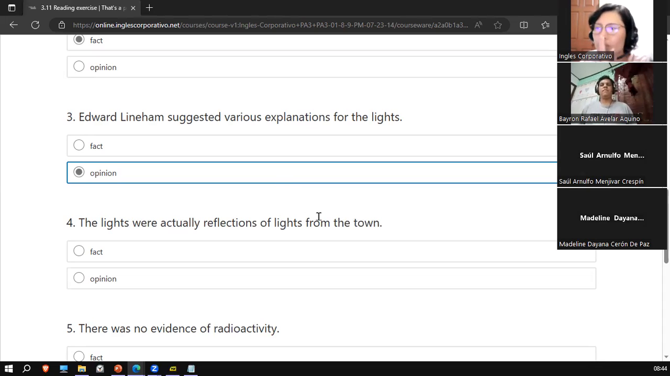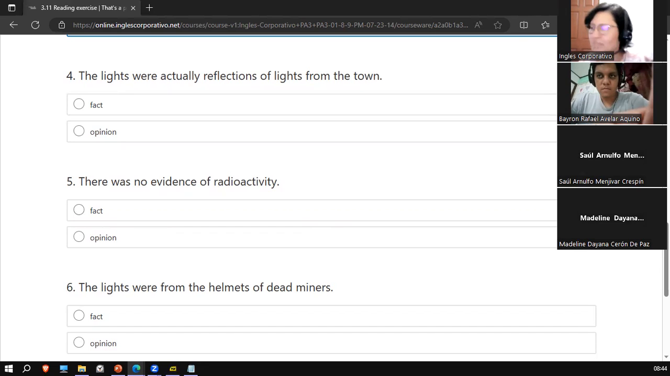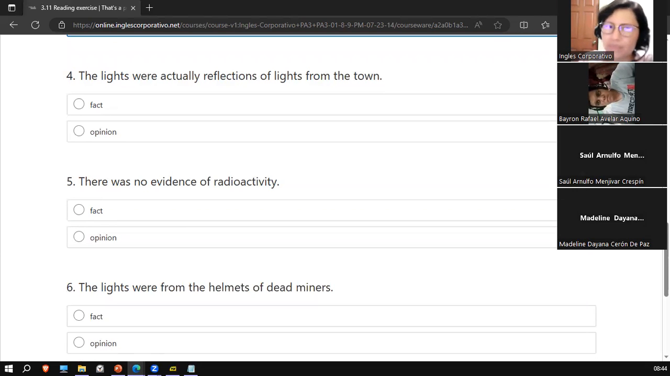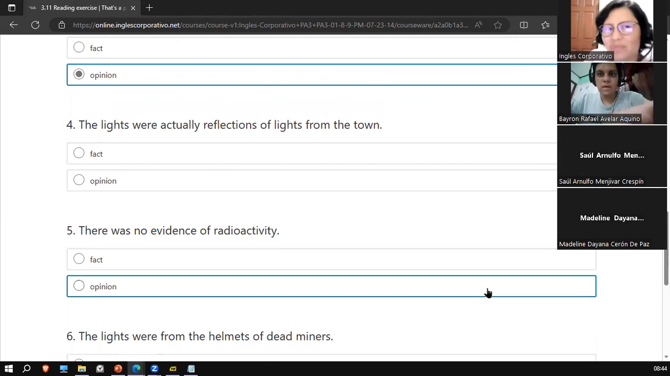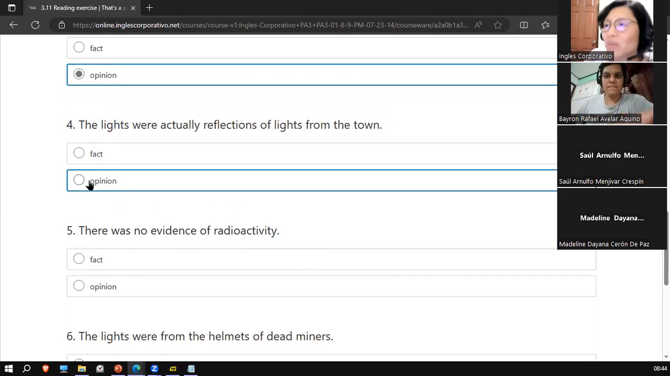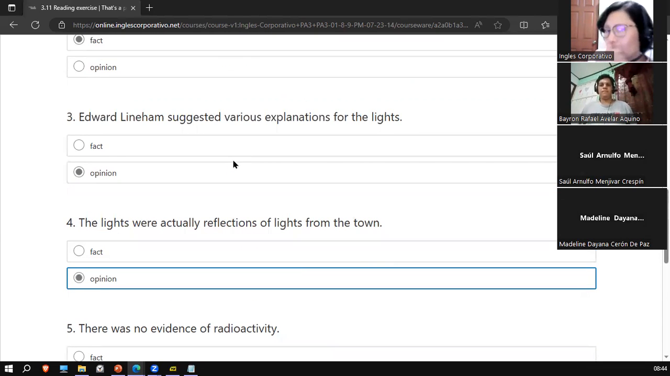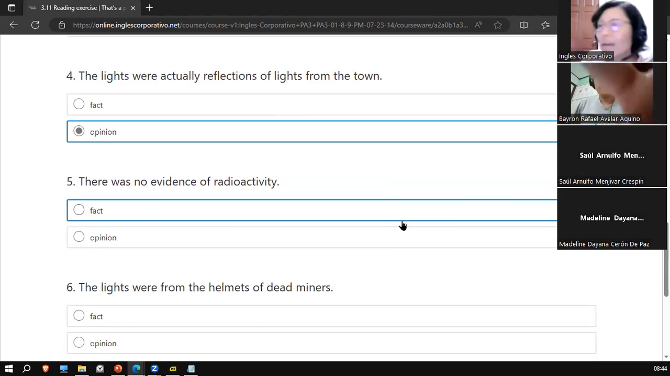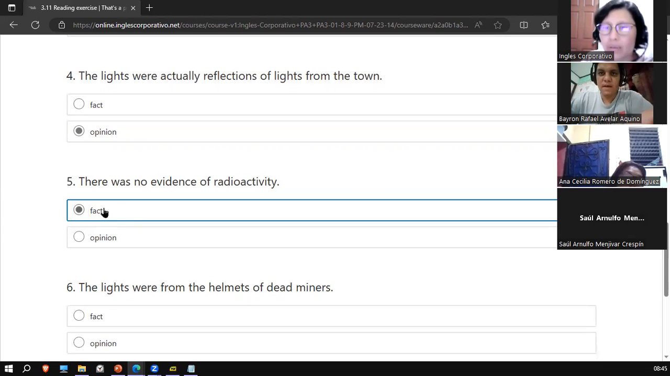Number four. The lights were actually reflections of lights from the town. Fact or opinion? What do you think? O sea, esta es una de las suggestions que él dio, ¿verdad? Entonces sería un fact or an opinion. Number four is opinion. Opinion, right? Because it's one of the suggestions that Limeham provided. Okay, there was no evidence of radioactivity. Fact or opinion? Fact. Very good.